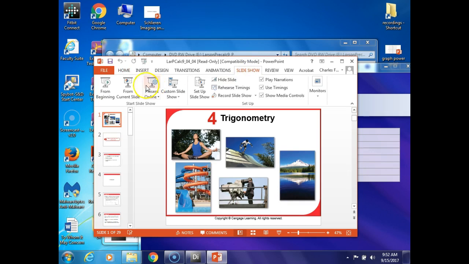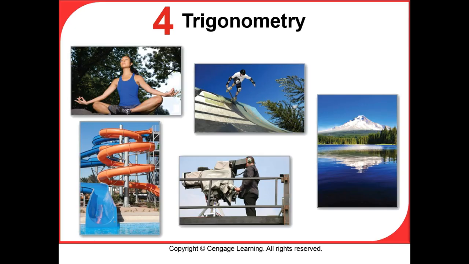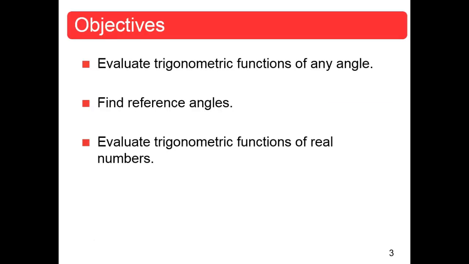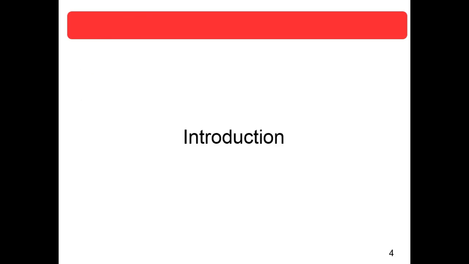All right, so we're still in Chapter 4, Trigonometry. Now we're in 4.4, the trigonometric functions of any angle. Now this is sort of what we were getting at before when we took the sine of an angle to be 0.6. That's not one of our special angles. We now want to deal with any angle. Here are the objectives in this section. Evaluate the trigonometric functions of any angle. Find the reference angles, and we'll define what those are. And then evaluate trigonometric functions of real numbers. Okay?